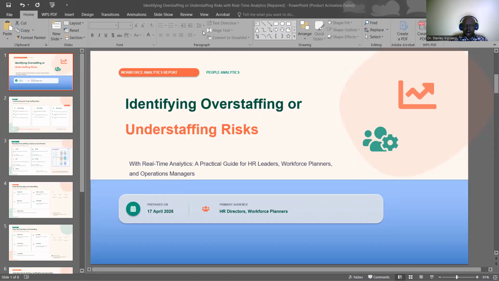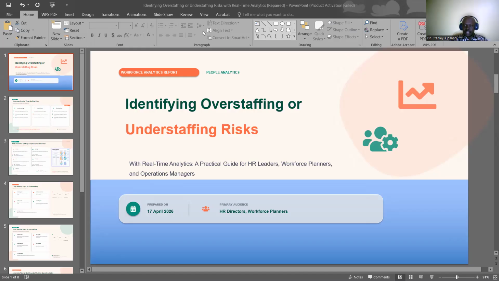Organizations are really facing challenges in managing their workforce numbers. At any given point in time, organizations must have the right number of people doing the right thing, at the right time, and at the right cost to the organization. And this takes us to the aspect of HR planning.